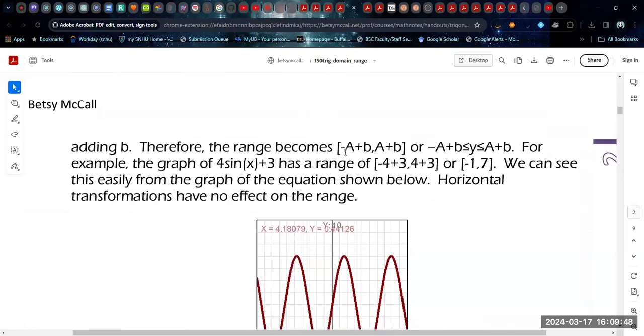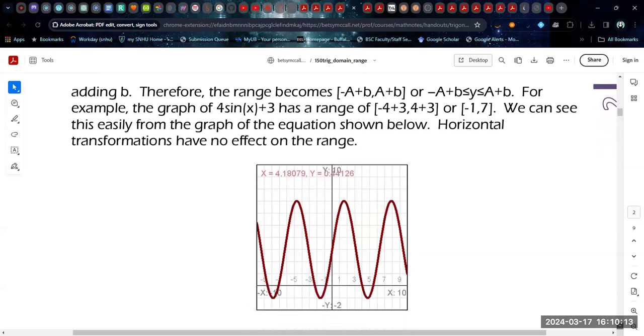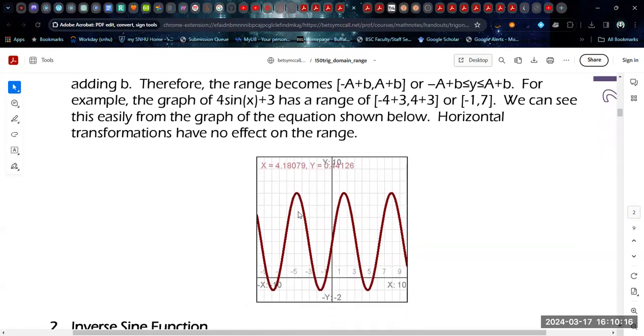So I would get -a plus b and all the way up to a plus b. So for instance, the graph of 4 sine x plus 3 has a range of -1 to 7 because -1 times 4 plus 3 gives me -1, and +1 times 4 plus 3 gives me 7. So this is a picture of that graph. And again, if you graph it, you can see this starts at -1, and if this is 10 up here, this is 7 right there.